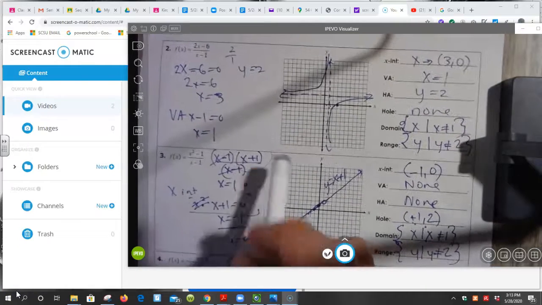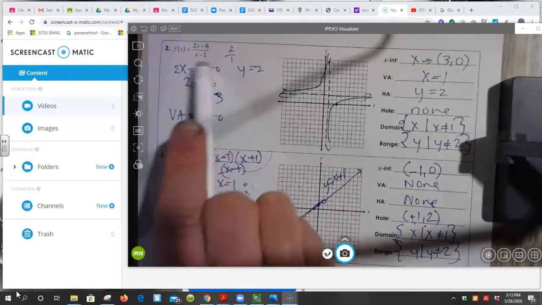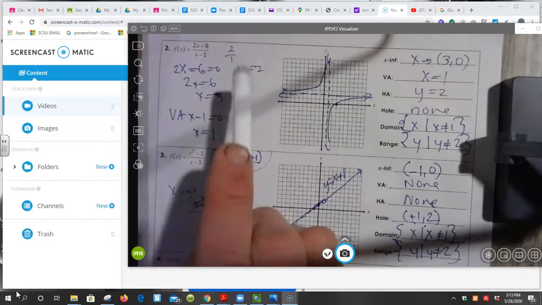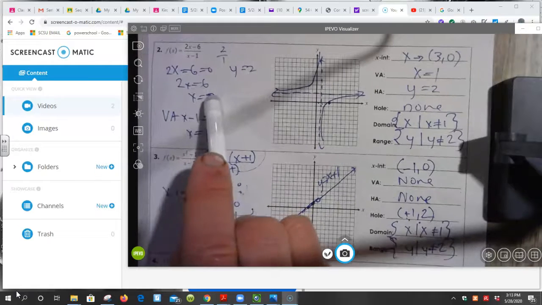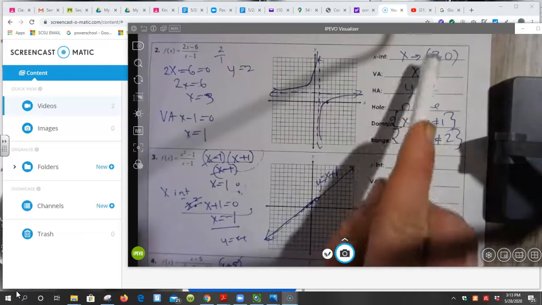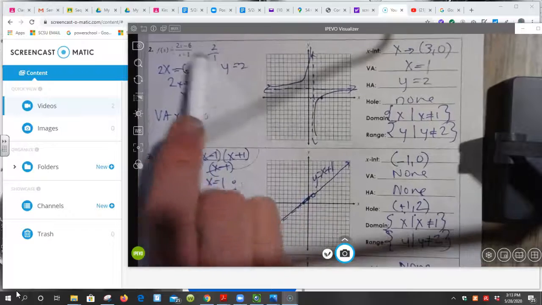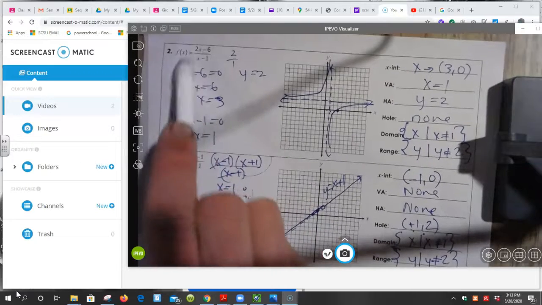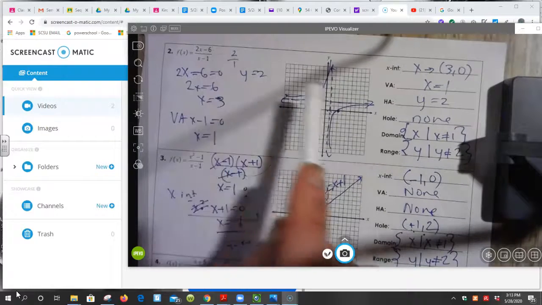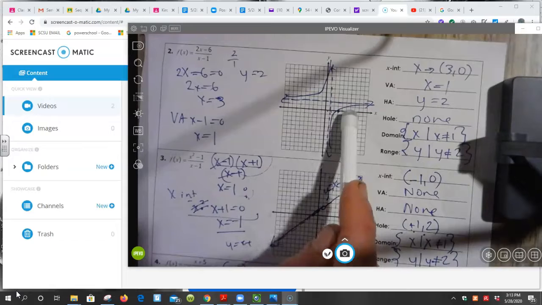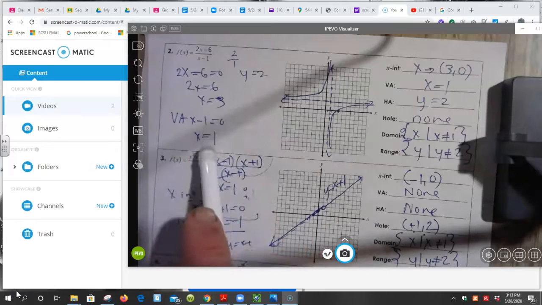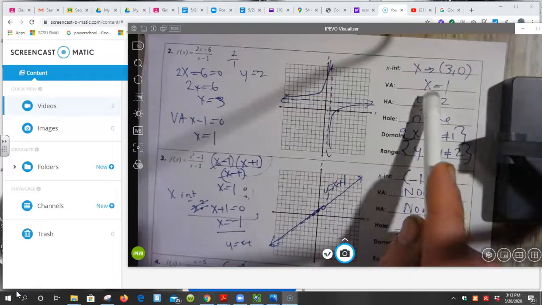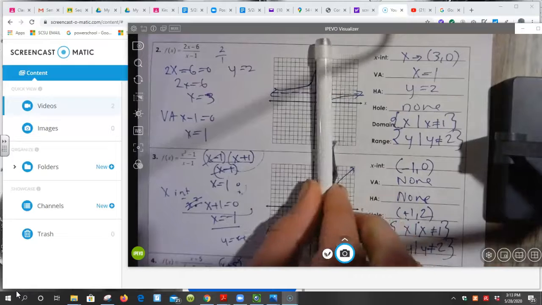So, number 2, solving the numerator equal to 0 gives us x equals 3. So x equals 3 is where the x-intercept is, 3 comma 0, right there. Our vertical asymptote is setting the denominator equal to 0, because that's going to make a vertical line that's going to divide the graph, where the graph kind of disappears, and that's x equals 1. So x equals 1 is our vertical asymptote right here, all right?